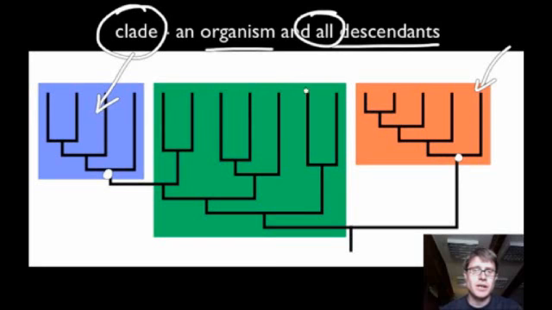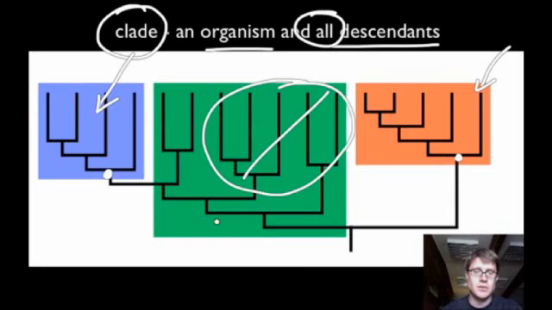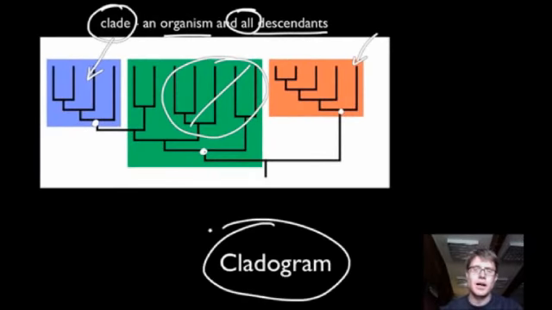But the green right here, we would not call a clade, and the reason is that you have this organism and all these descendants, but you're missing a number of them over here. So that's not a true clade. Cladograms are the definitive answer of who's related to whom. But you use two things.